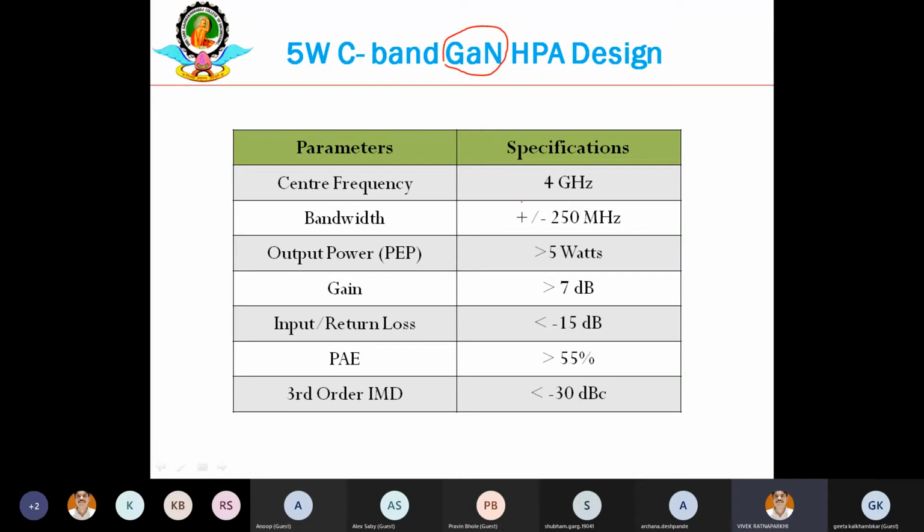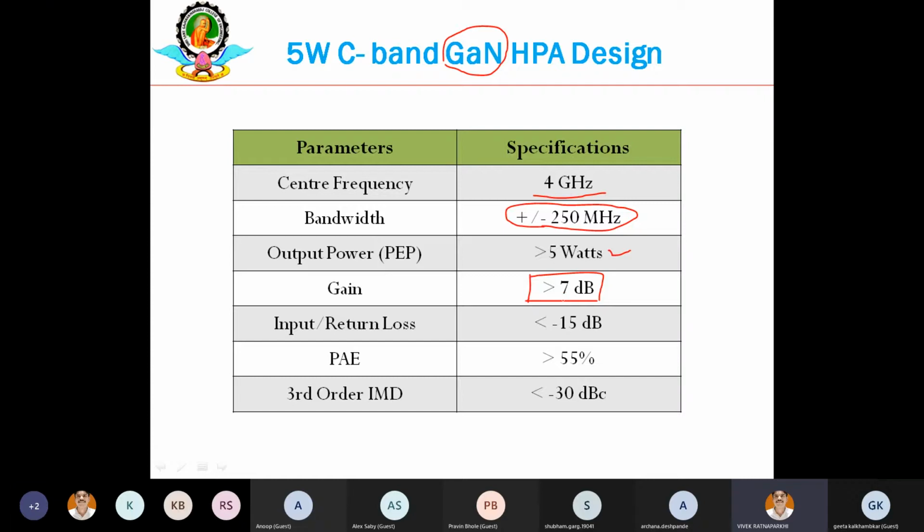Okay, so coming to the specifications, we are trying to design a 4 gigahertz C band, center frequency, let us take 4 gigahertz, and bandwidth plus or minus 250 megahertz. So almost 400-500 megahertz of bandwidth. Output power should be greater than 5 watts. Gain: since these power amplifiers generally operate in compression, and if it is a gallium nitride GaN transistor, they generally operate at 3.5 dB compression. So the gain will be smaller, not so high. 7, 8, 9 dB is quite good.